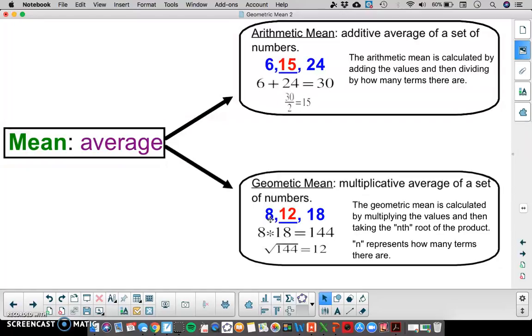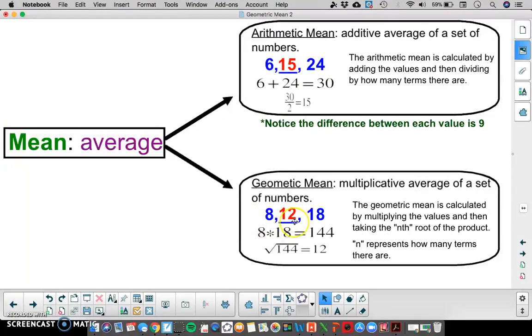Another way to look at this is that the arithmetic mean is an additive difference between the sequence of numbers. Notice in this sequence, the difference from 6 to 15 and from 15 to 24 is 9. And that's an additive relationship. If we add 9 to 6, we get 15. If we add 9 to 15, we get 24.